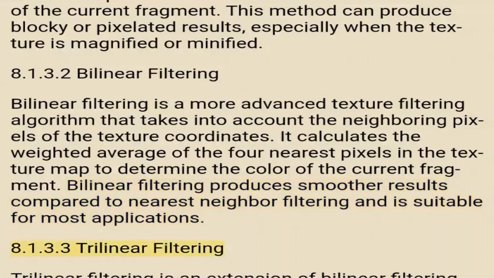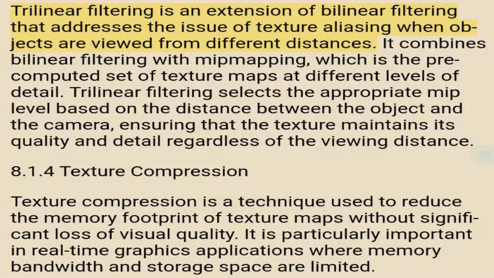8.1.3.3 Trilinear filtering. Trilinear filtering is an extension of bilinear filtering that addresses the issue of texture aliasing when objects are viewed from different distances. It combines bilinear filtering with MIP mapping, which is the precomputed set of texture maps at different levels of detail. Trilinear filtering selects the appropriate MIP level based on the distance between the object and the camera, ensuring that the texture maintains its quality and detail regardless of the viewing distance.